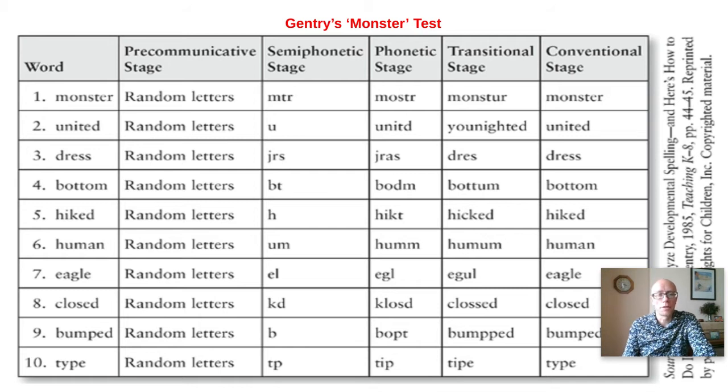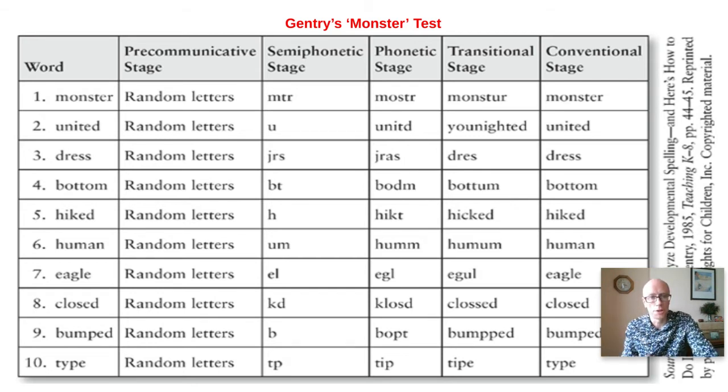So you take, for example, united. In the pre-communicative stage, a child trying to spell the word united is just going to be doing random letters. It could be upper and lower case, it could be numbers.